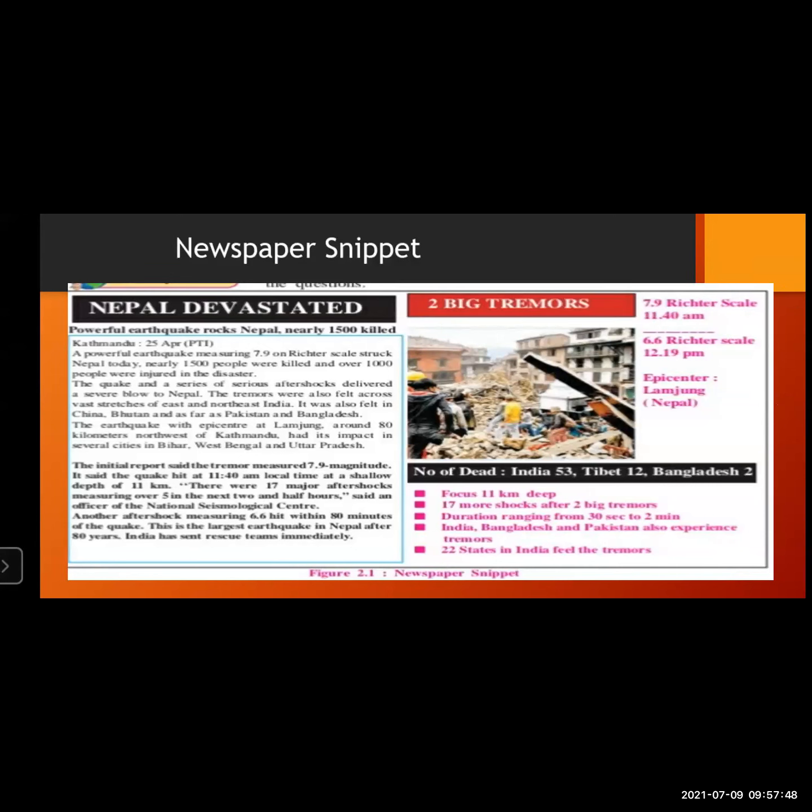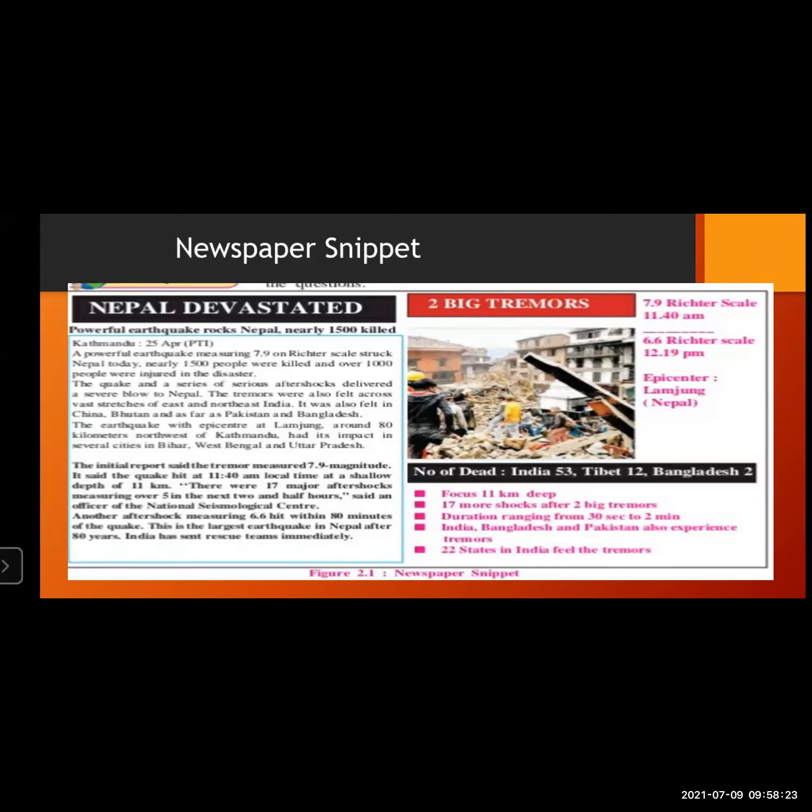Then, which country was the most affected in this earthquake? We have seen the earthquake took place in Nepal. So, Nepal will be the most affected, and afterwards the waves spread to the other nearby countries, so those will be less affected. Where was the epicenter of the earthquake? The epicenter was found at Lamjung in Nepal. Along with Nepal, which were the other affected areas? India, Pakistan, Bangladesh, China, and Bhutan.